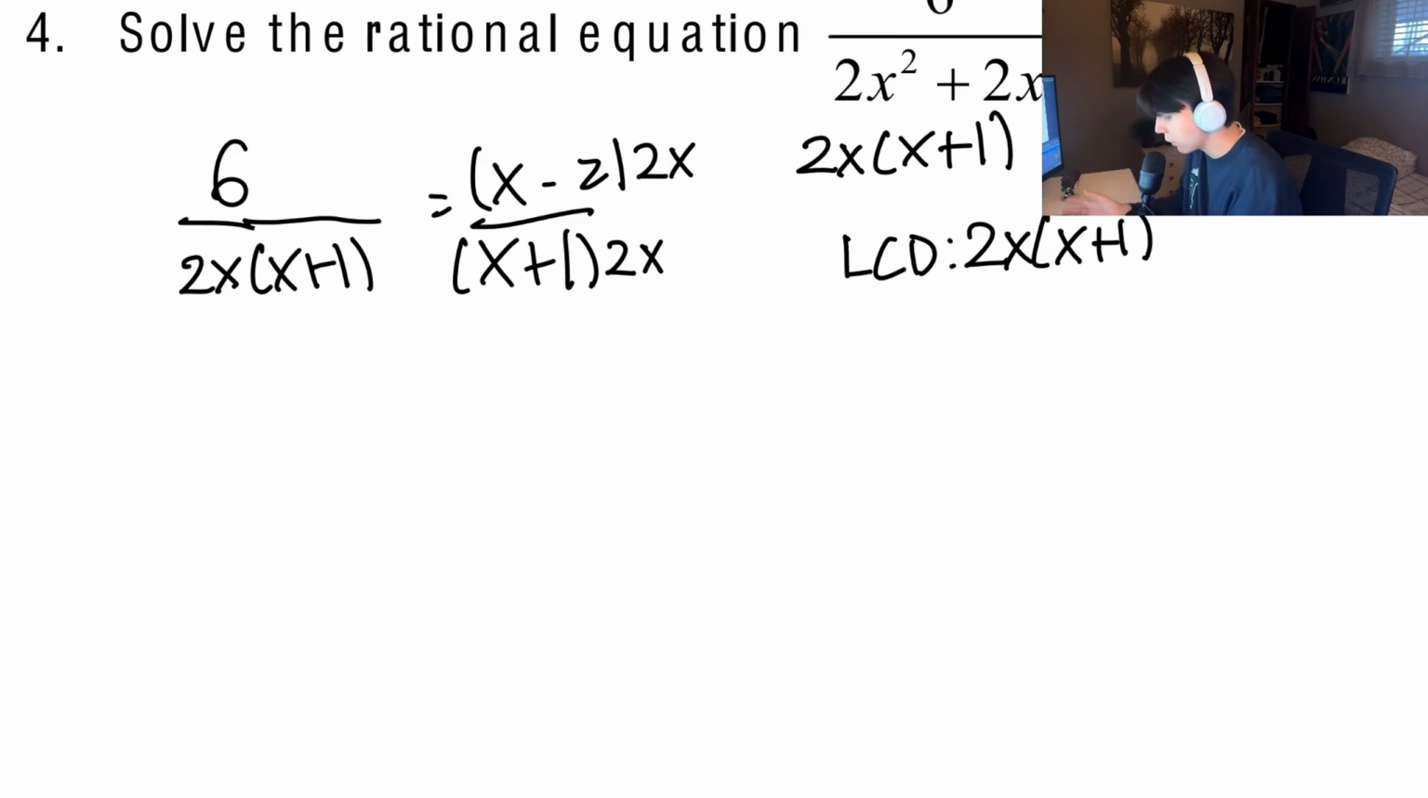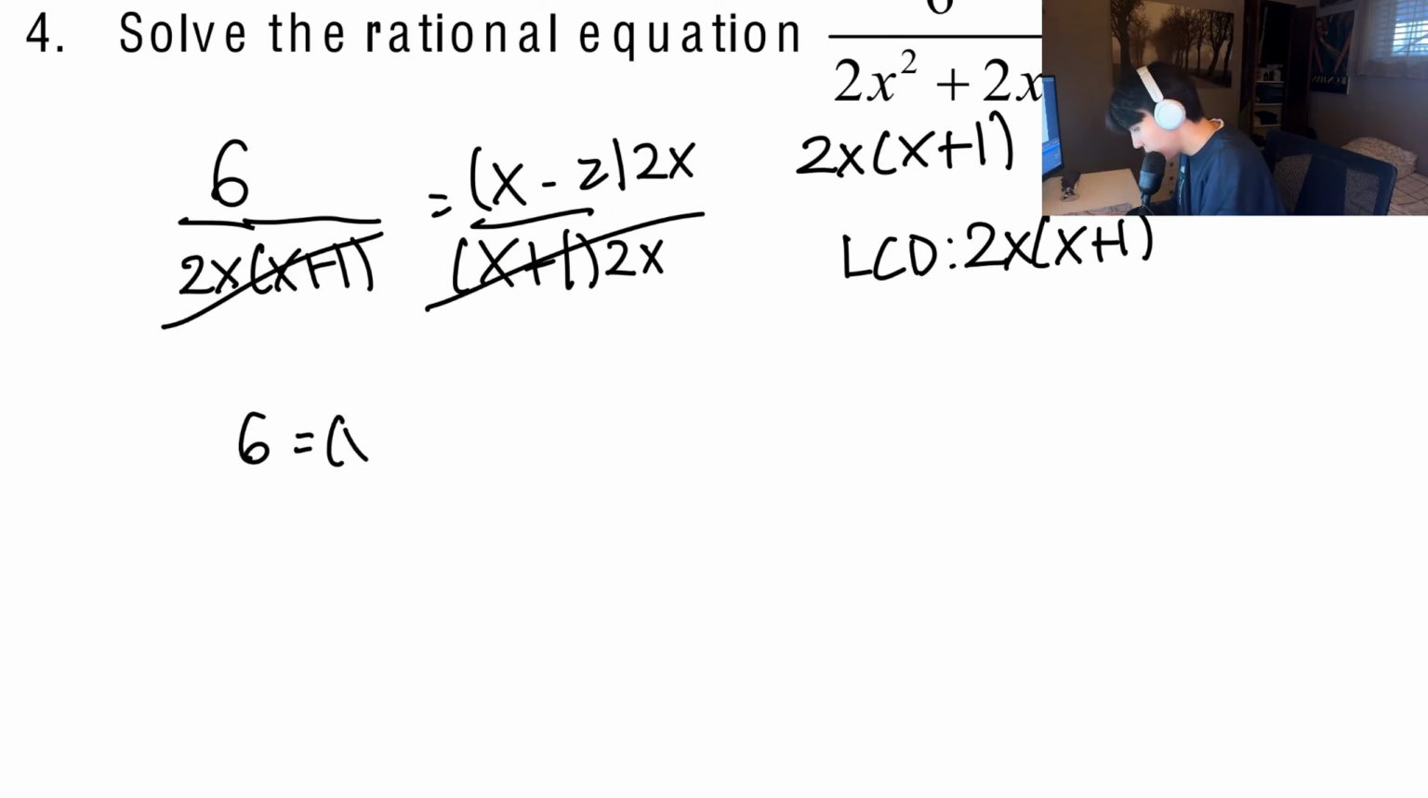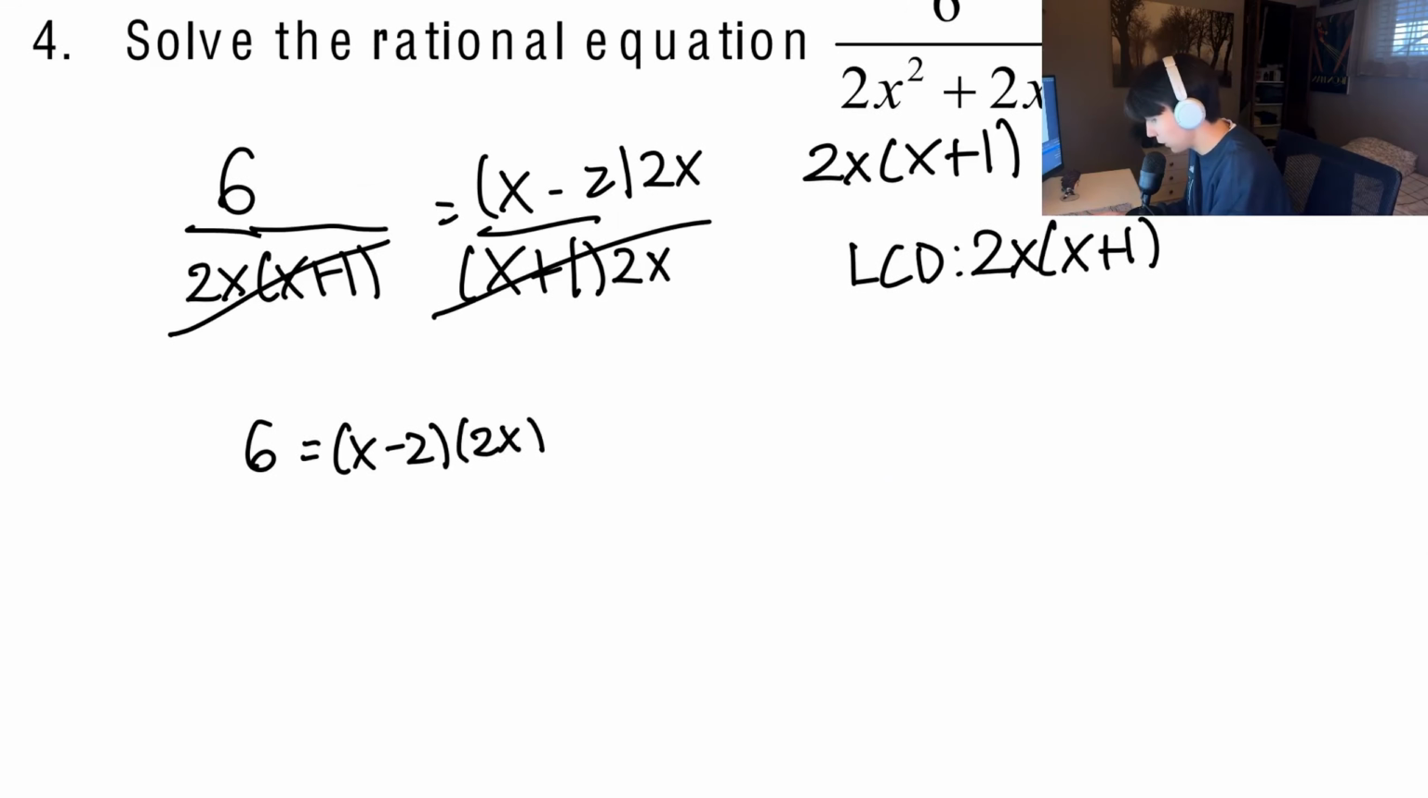And now you're going to notice that your denominators are equal, which is good. Now that they're equal, we can actually cancel them out. So now we have 6 is equal to (x - 2) times 2x. Now we can FOIL this out and get 6 is equal to 2x squared minus 4x.